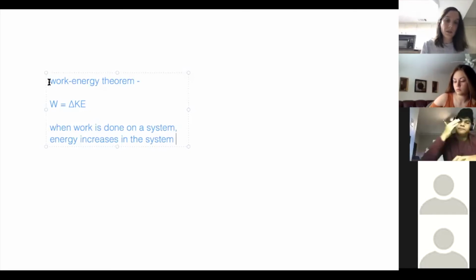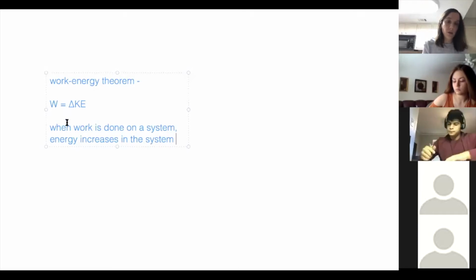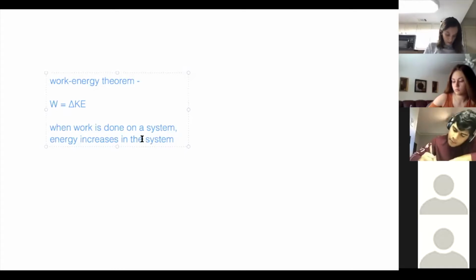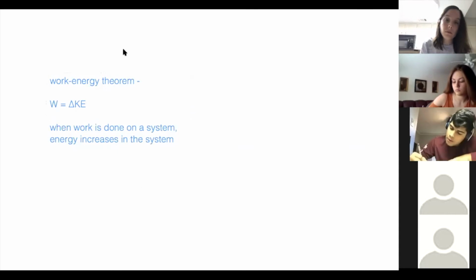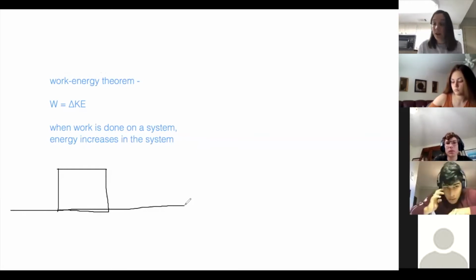So there's two ways to state the work energy theorem. One way is this equation right here, which says that work equals the change in kinetic energy. Another way to state it is in words. When work is done on a system, energy increases in the system. Miss Holly? Yes. So does that mean energy in a different system is decreased? Yeah, very good. Exactly right. That's a good point.